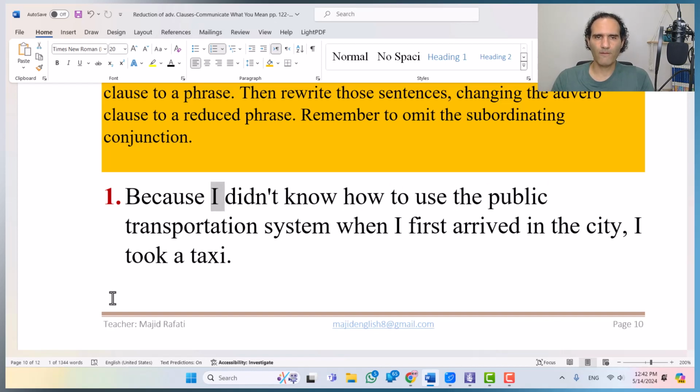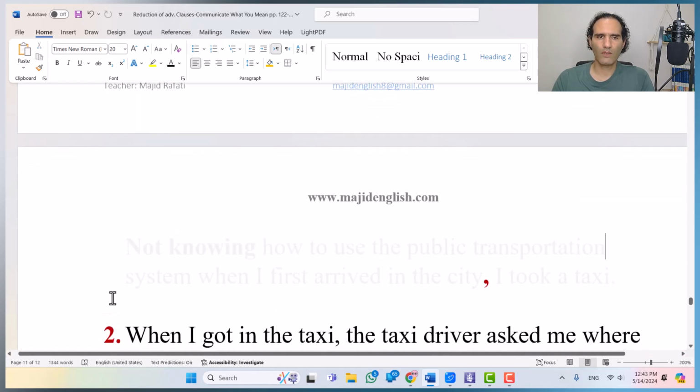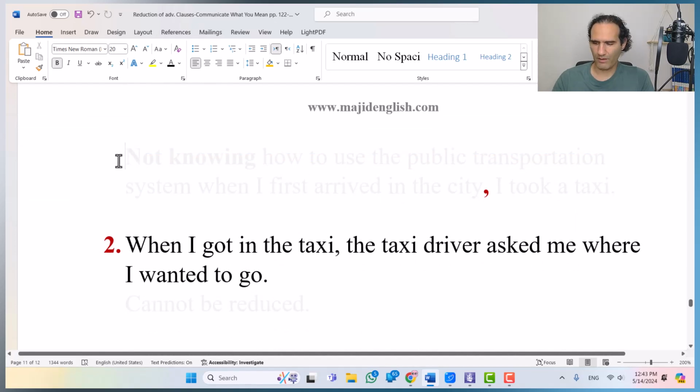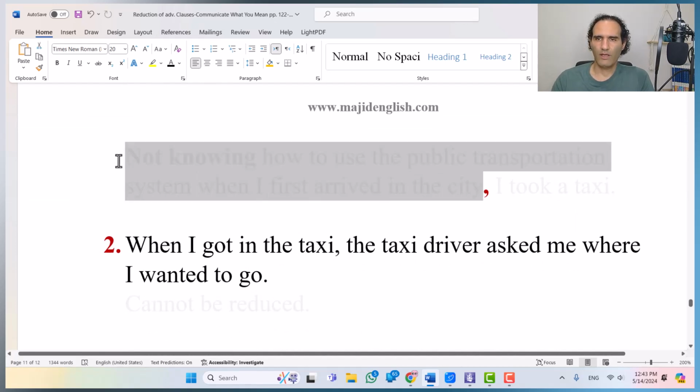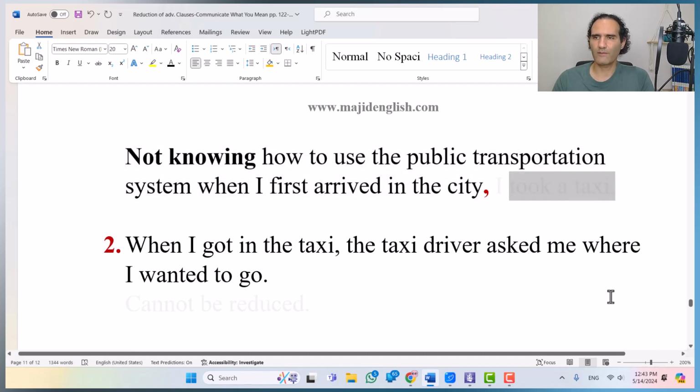Omit this I, add ing to didn't know. Can I say didn't knowing? No. Not knowing. Omit I, omit because, and then not knowing. Look at the answer. I have put it in gray for you so you have some time to think about the answer. It says, not knowing how to use the public transportation system when I first arrived in the city, I took a taxi. Got it?